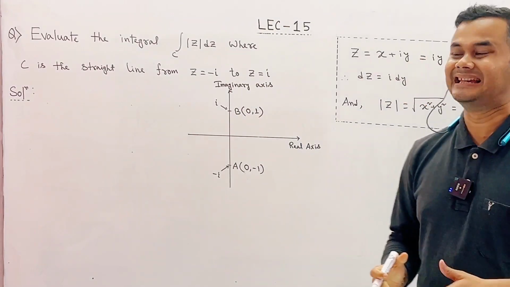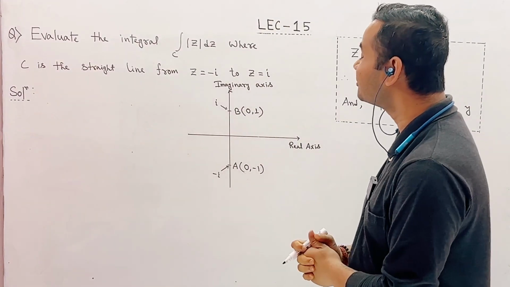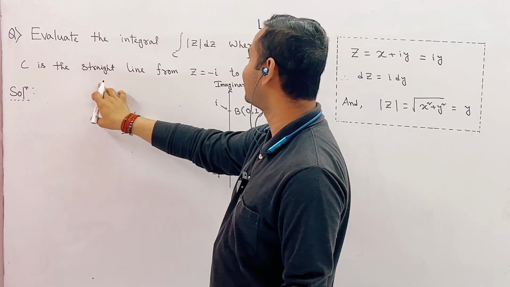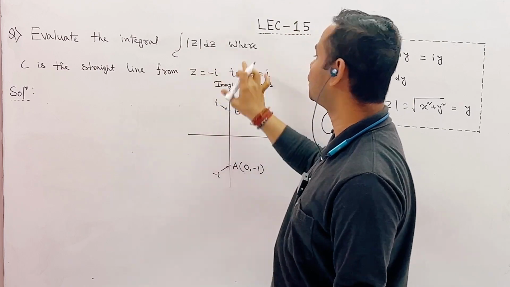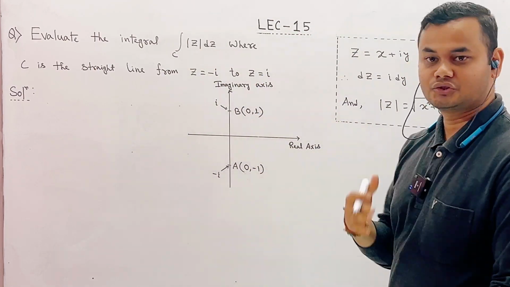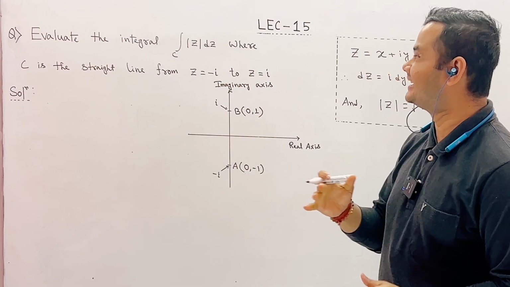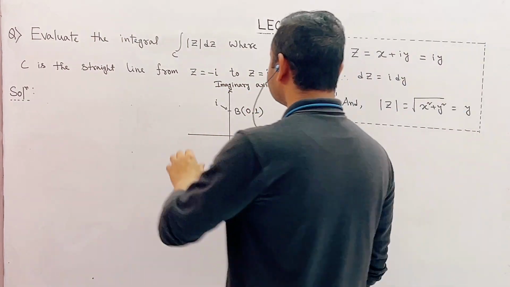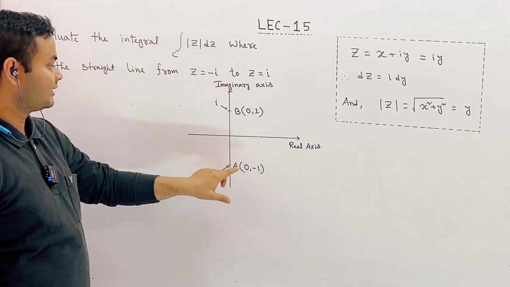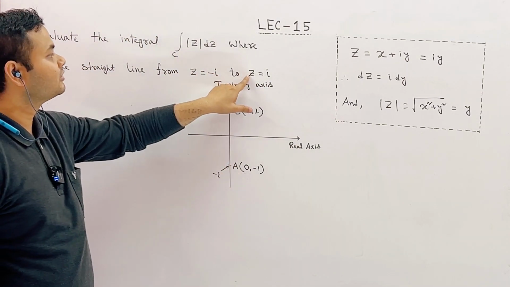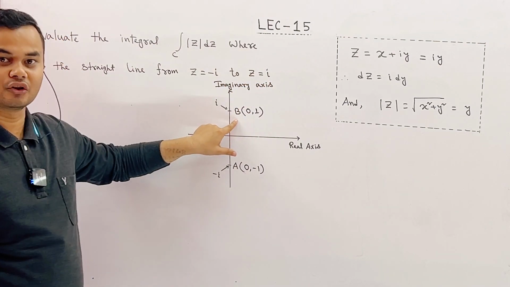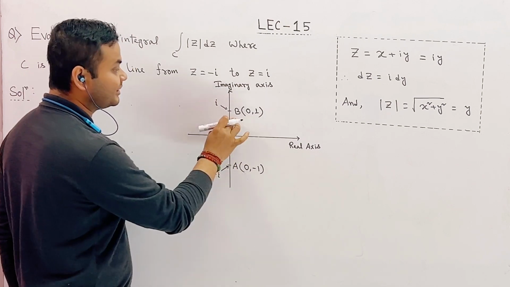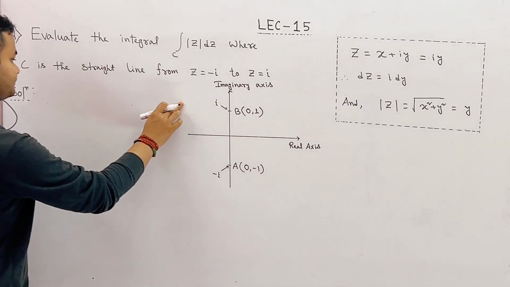Now, let us solve the second problem, and according to this problem, we have to evaluate this integral where c is the straight line joining from z equal to minus iota to z equal to plus iota. Students, again we have to find out the equation of the straight line joining these 2 points. The first point z equal to minus iota will be located at this location and z equal to plus iota will be located at this location, and the equation of the straight line joining these 2 points A and B will be equal to x equal to 0.